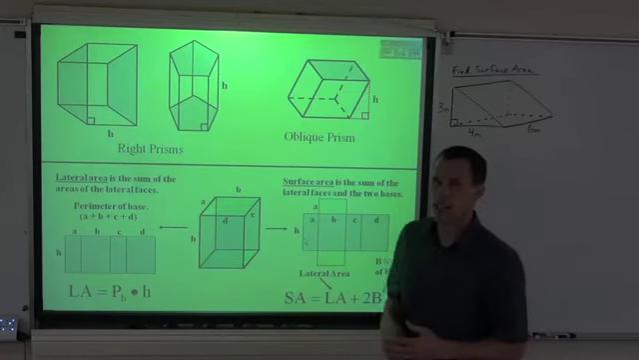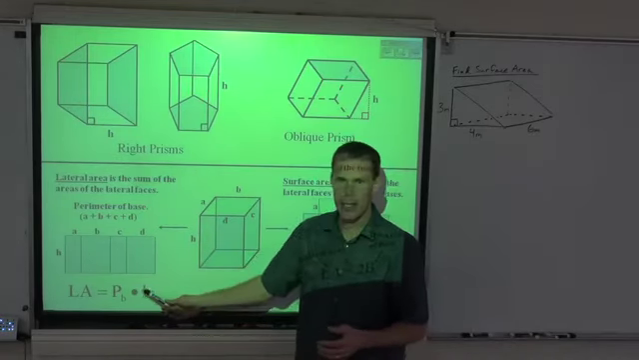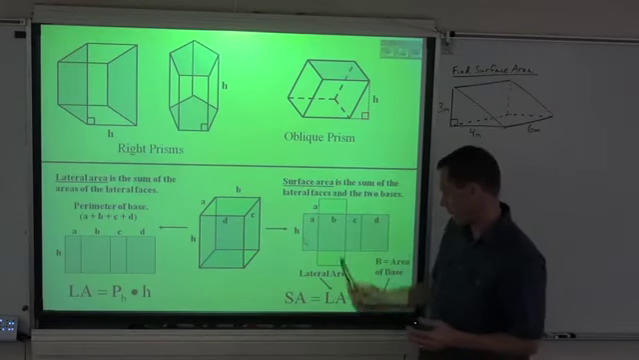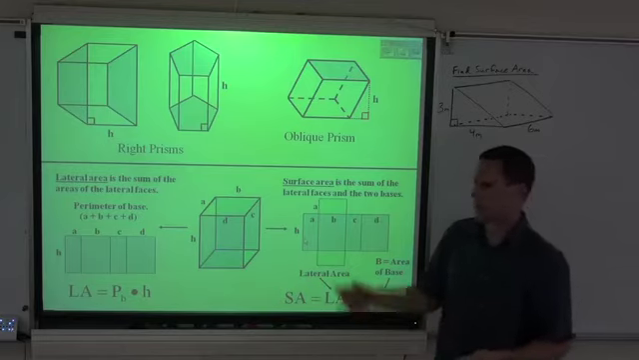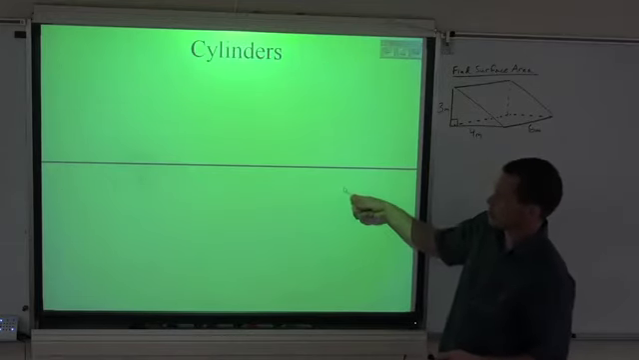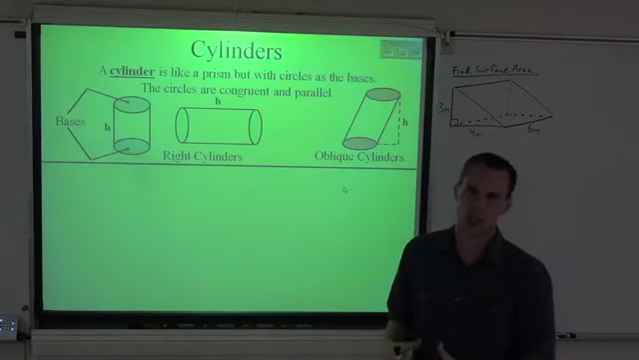So that's how we find the surface area of a prism. We find the lateral area, perimeter of base times height, and for the surface area, we add two bases. Let's take a look at how this is related to cylinders. Now, cylinders are exactly the same as a prism, except their base is a circle.